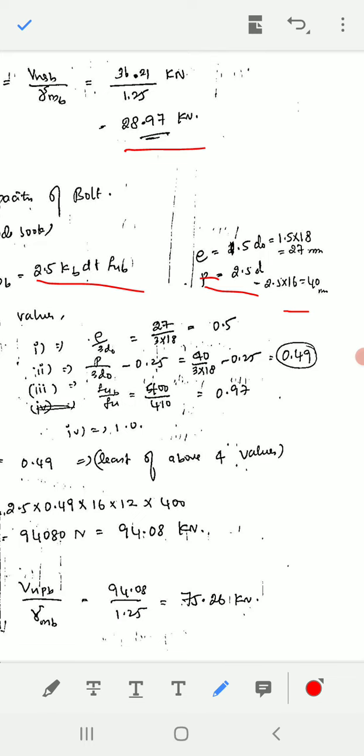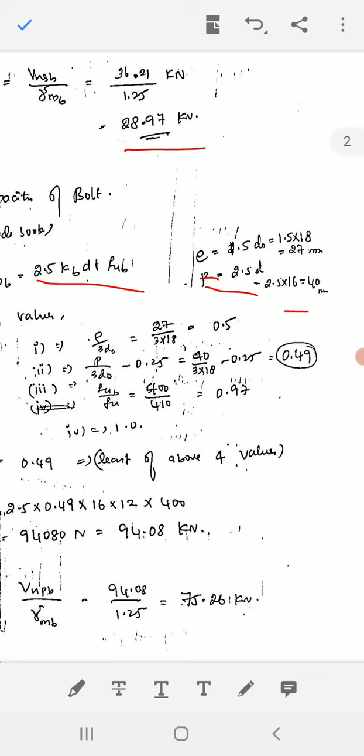E value is 1.5 D naught, 1.5 into 1827, and P is 2.5 D naught, that is 2.5 into 1640 mm. You got E and P values. Or else you can directly take it as 2540 mm, 2740 mm, no need of calculations. Then KB values you have to find out. E by 3D naught, that is 27 by 3 into, you will get 0.5. P by 3D naught minus 0.25, you will get 0.49.